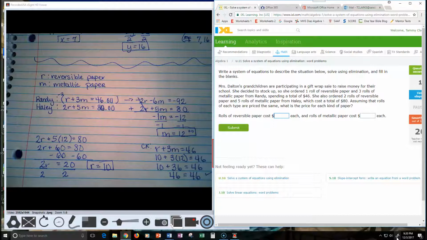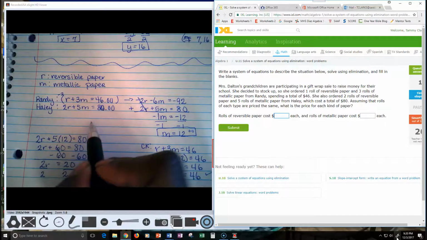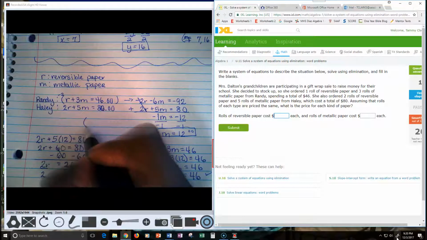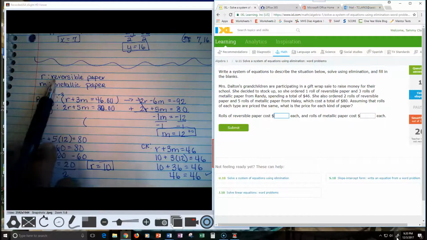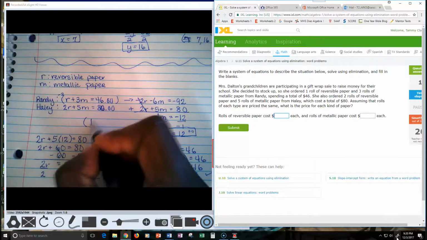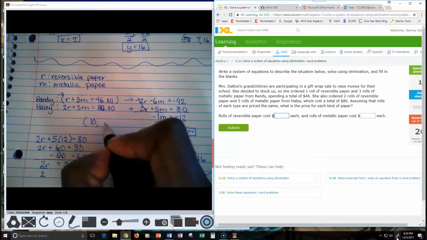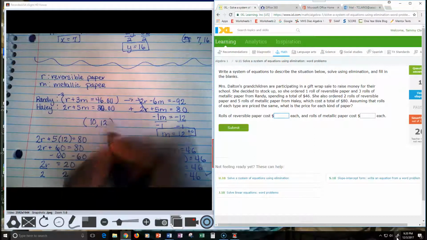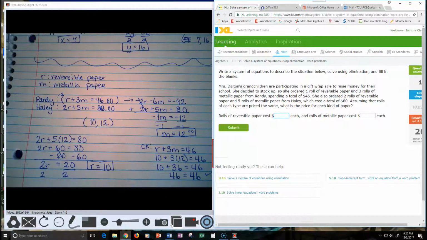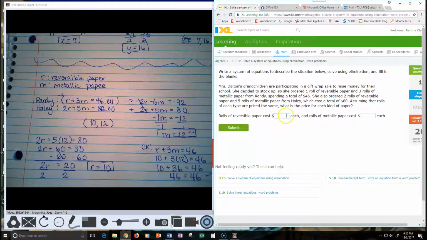So our ordered pair, and I'm going to put it in here because I ran out of room. We want the R's to be first, so that would be 10. And the metallic to be second, which would be 12. So our ordered pair would be 10, 12. So the rolls of reversible paper cost $10, and the rolls of the metallic paper cost $12.